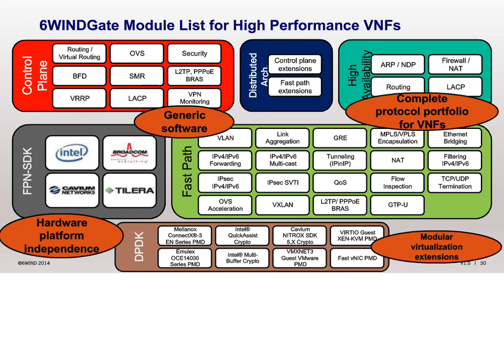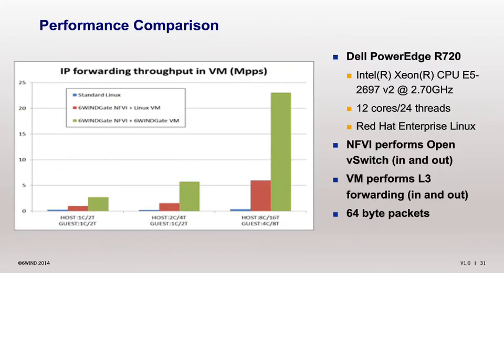In the case of 6WinGate NFVI acceleration, we have done a performance comparison of IP forwarding throughput in a VM. We've compared standard Linux with 6WinGate accelerated NFVI, and standard Linux in the VM with 6WinGate accelerated NFVI and VM. And so in short, because we don't have much time, we see that standard Linux brings around 500K packets per second per core and does not scale very well with the number of cores used in the host and the guest.